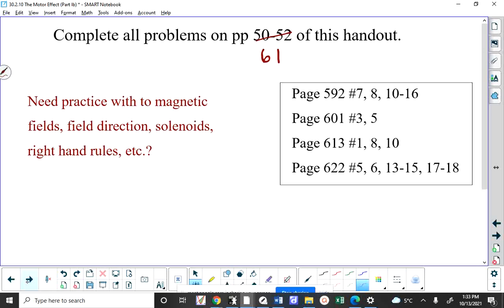If you need practice with magnetic fields, field direction, hand rules, solenoids, there's a list from your textbook, but I'm going to warn you about something. Your textbook author uses left-hand rules. So my advice is don't go to your textbook to read how to use a hand rule because he uses left-hand rules. And I want you using right-hand rules. So I'll leave that up there for you, and you can get to work.